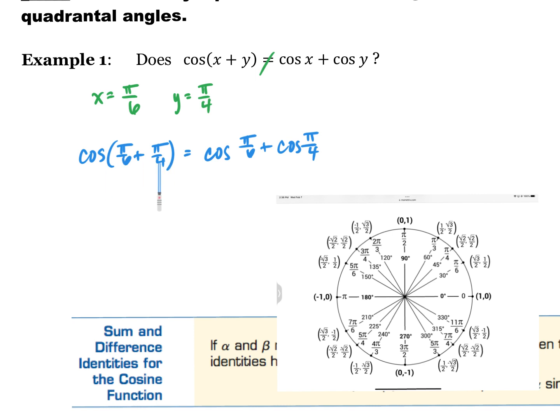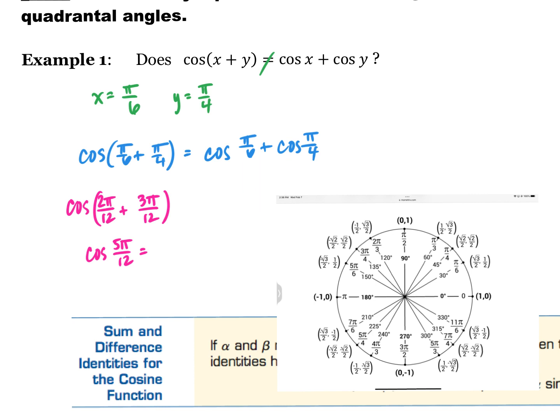Pi over 6 plus pi over 4. Can we get some com-doms on that? Because we've got to add those up. What would that turn into? Cosine of 2 pi over 12 plus 3 pi over 12 is going to be 5 pi over 12, which again isn't quite on my unit circle. Funny, we will be putting it on our unit circle, won't we, Miss Queen? But let's go see what we get over here.